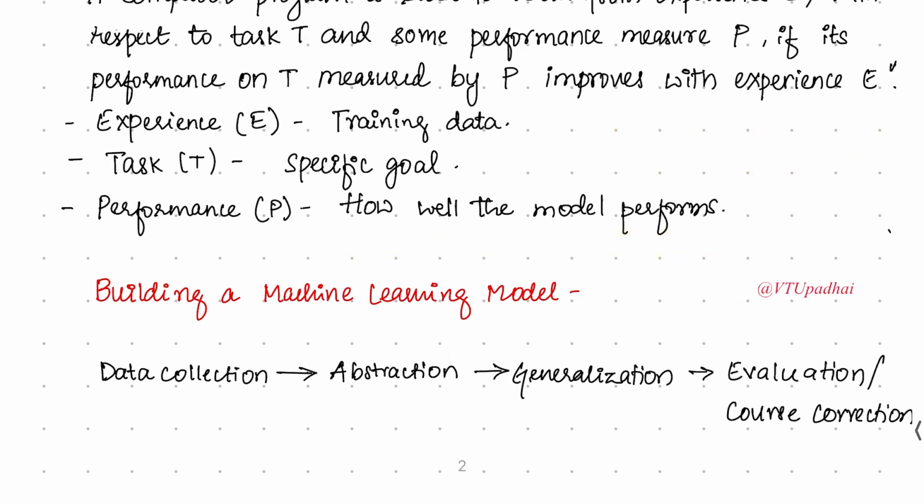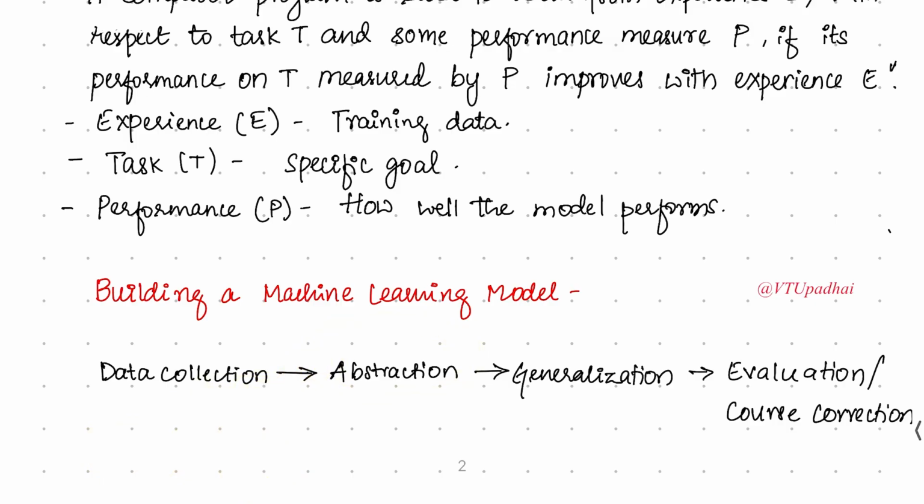Now let's look into building a machine learning model. In order to build a machine learning model, there are 4 steps. First one is data collection. That is, we have to gather the data from different sources. It could be through the databases, the sensors, the web logs, and so on. Then we have abstraction.